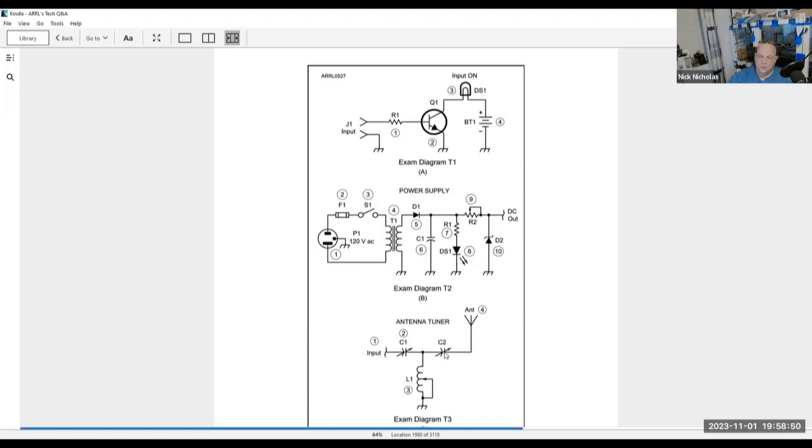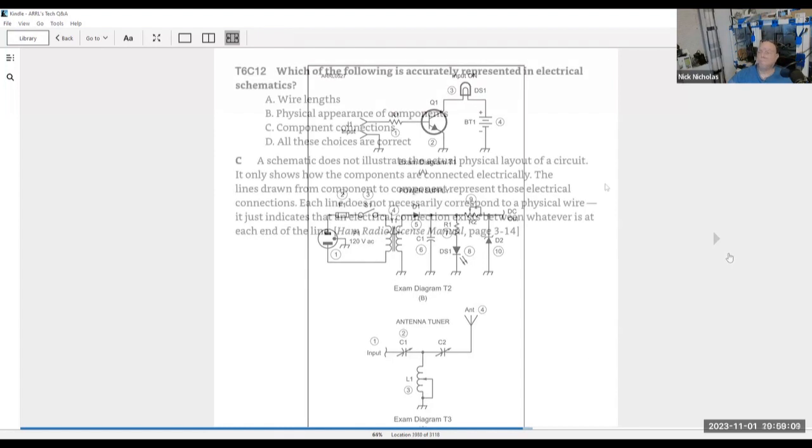And these are the components. 2 variable capacitors. The input is going to be from your radio. The output is the antenna here at the end. That's 4. And 3 is the inductor, the adjustable or variable inductor.